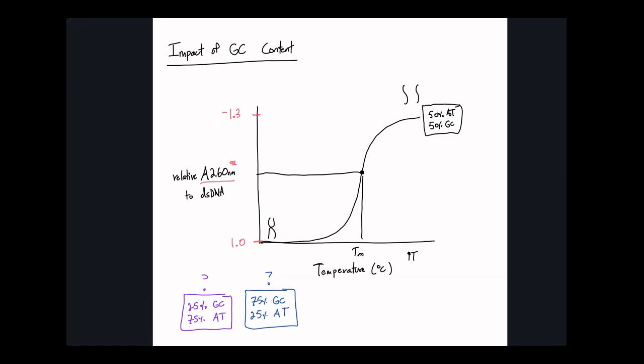Right? If we assume that this DNA sequence helix here is 50% AT and 50% GC, what would it look like if we had 25% GC and 75% AT? So a lot less of the Gs. Well, that means that there would be less triple hydrogen bonding and more doubles. Overall, there's less hydrogen bonding. So we would expect the curve to look like this, where it would start melting at a lower temperature.